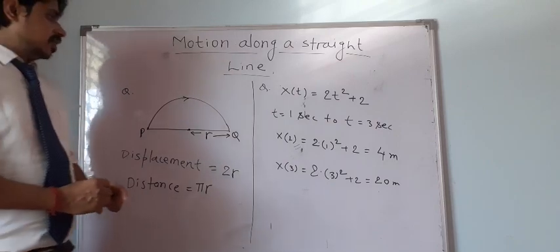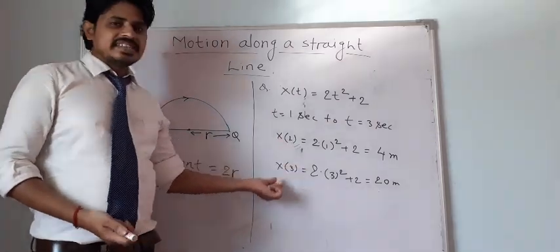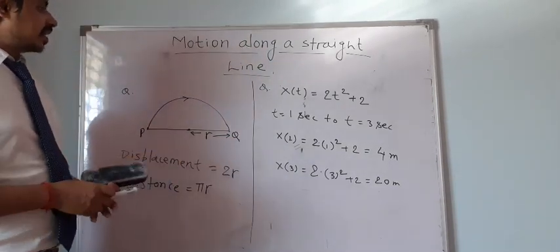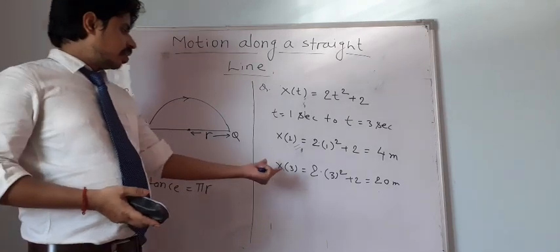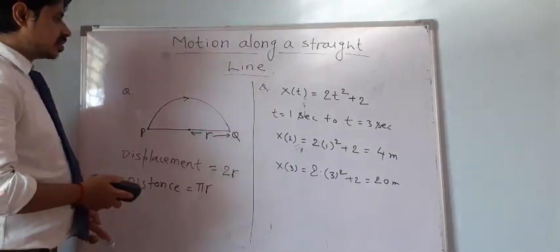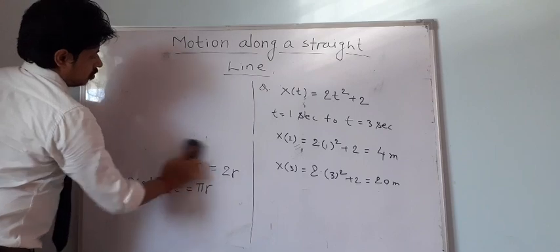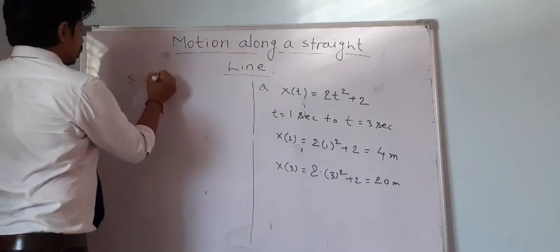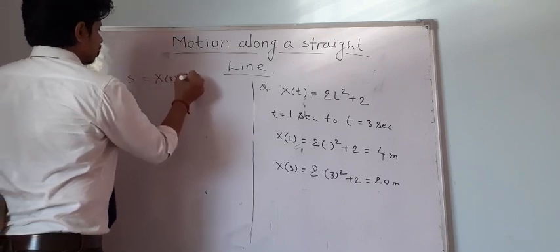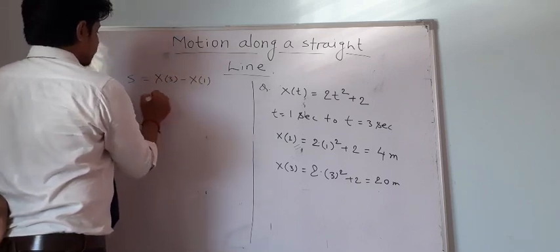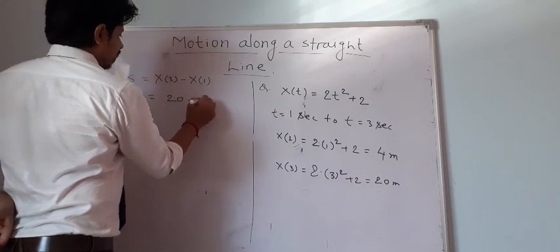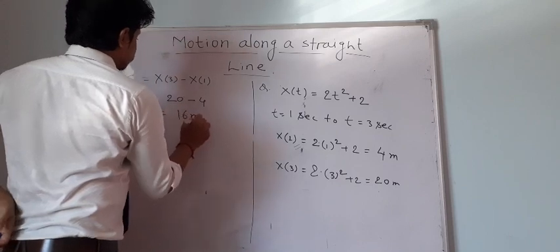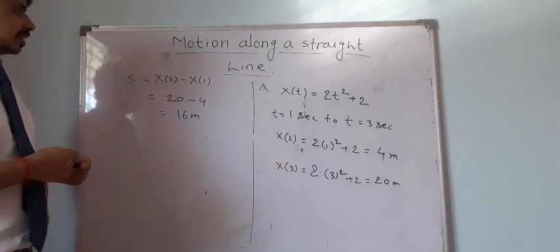So this is the position at t equals 1 second, and this is the position at t equals 3 seconds. So the displacement from 1 to 3 seconds we can simply find by subtracting: final position minus initial position. So displacement s is equal to x at 3 seconds minus x at 1 second. So 20 minus 4 is equal to 16 meter. So the displacement is 16 meter.